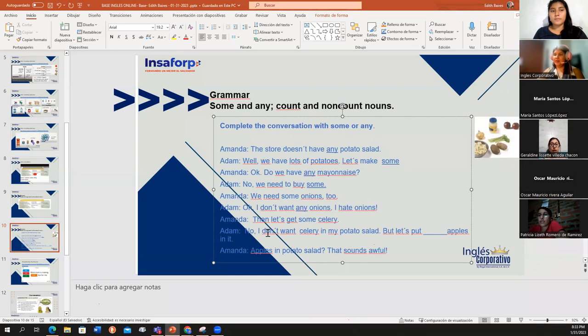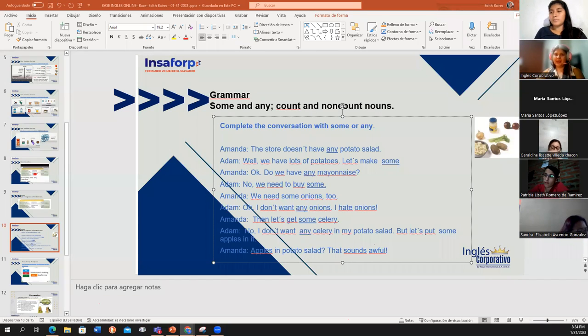Okay. No, I don't want any celery, okay? I don't want any celery in my potato salad, but let's put apples here. Any apples. Some apples. Some apples in it. Apples in potato salad? That sounds awful. Okay. Good. Muy bien, muy bien. Veo que sí ya saben aplicar how to use some or any, okay? Awful means like, como bad, okay? Not good.